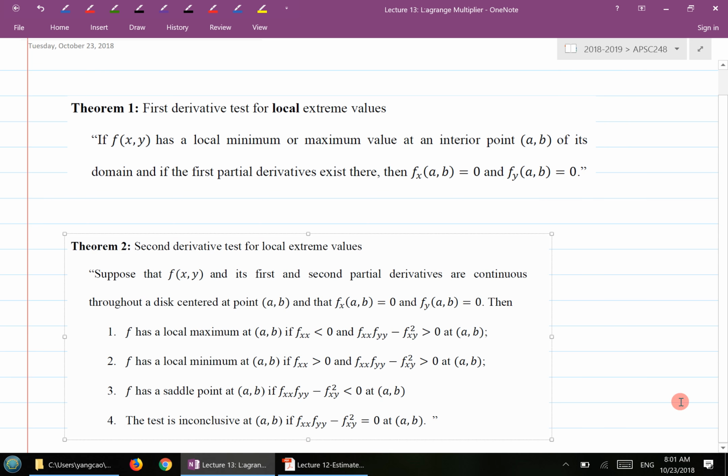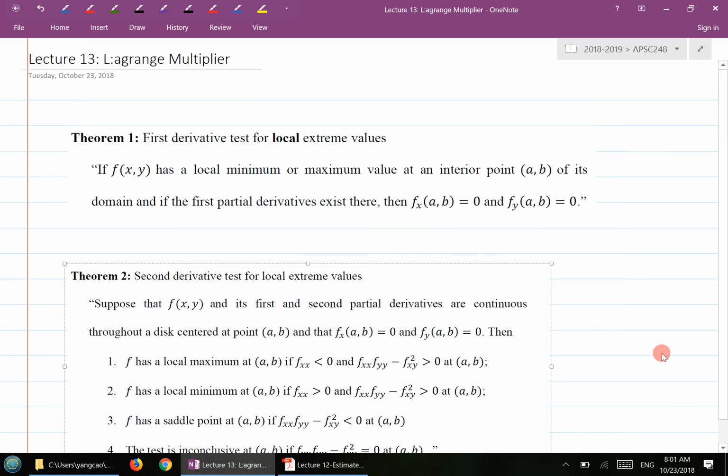Okay, so let's continue on the topic that we learned from last lecture. I just want to go through an example before we go on to a new topic. This is what we learned from the previous lecture. We learned how to estimate change using the directional derivative formula, and we also learned how to get the minimum and the maximum for a given multivariable function.